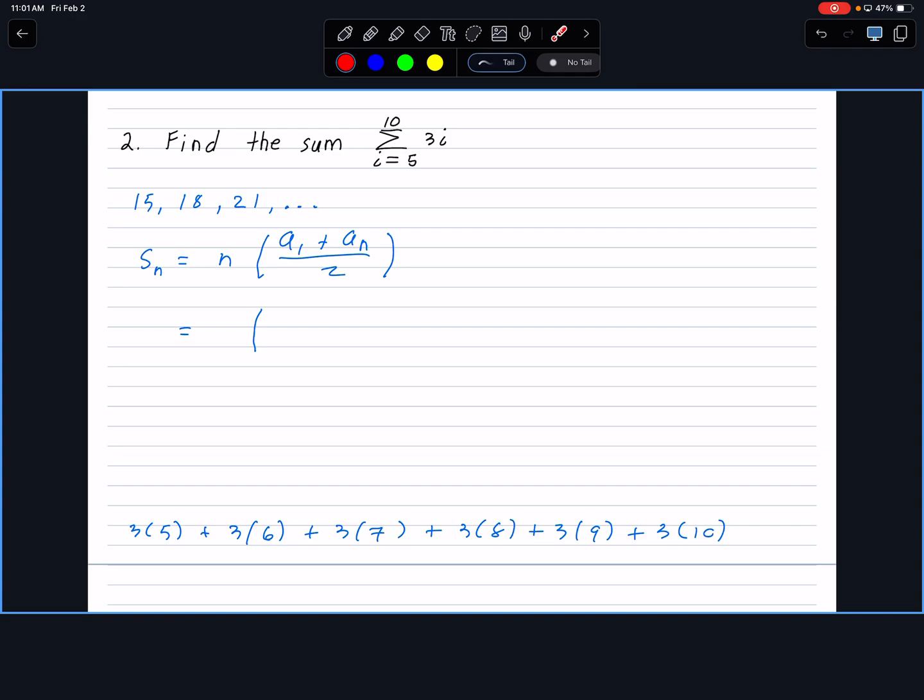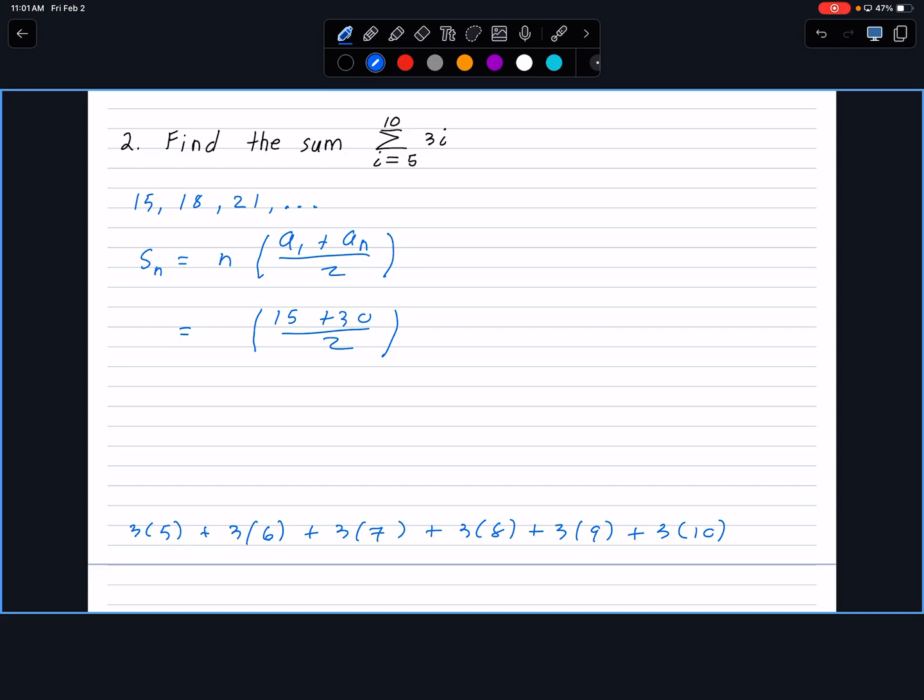I know it says it's the 5th term, but it doesn't matter where the series starts. That's the first thing we're starting with. So 15 is our first term. Our last term in this case, I plug in 10. 3 times 10 is 30. I divided by 2. The big difference here is n.